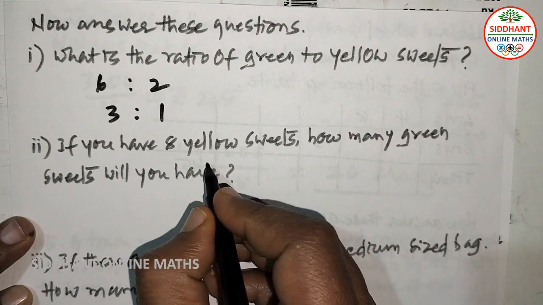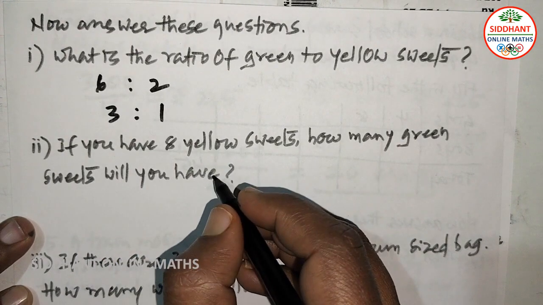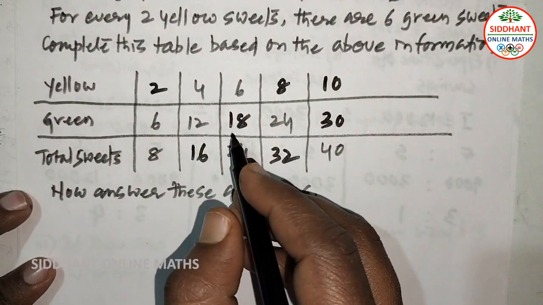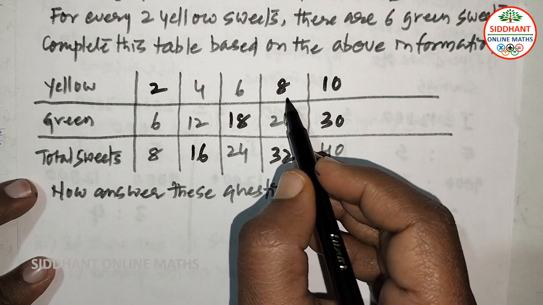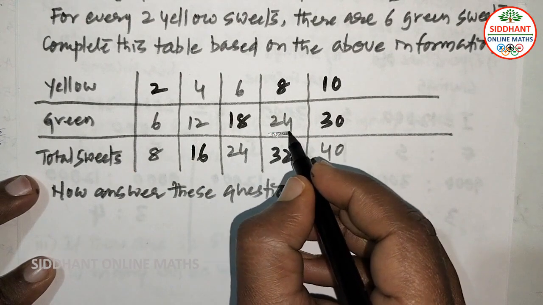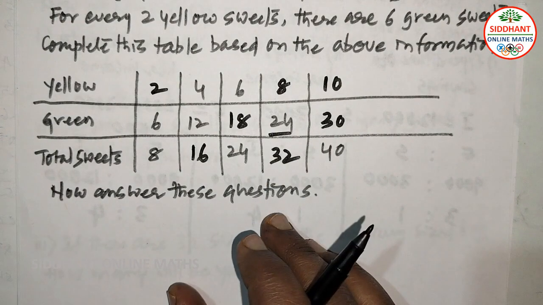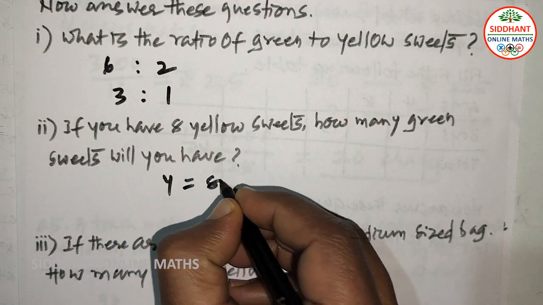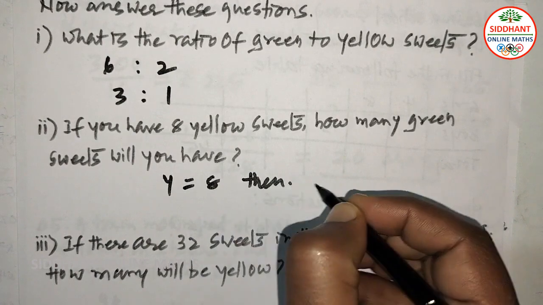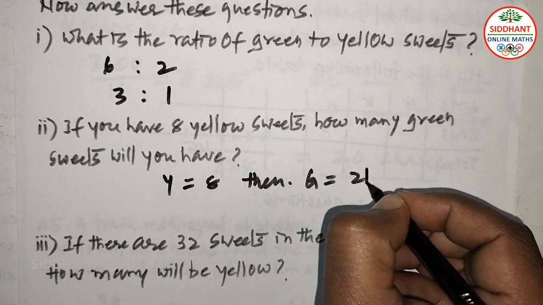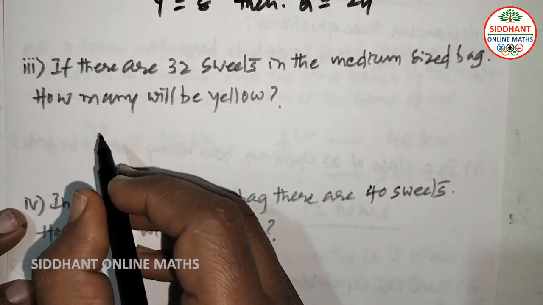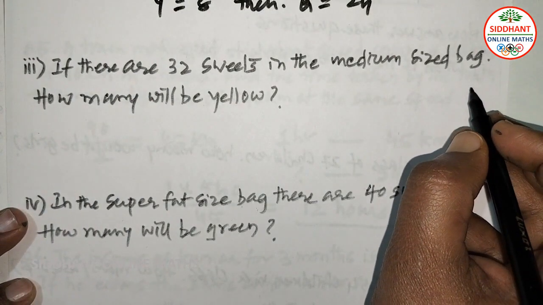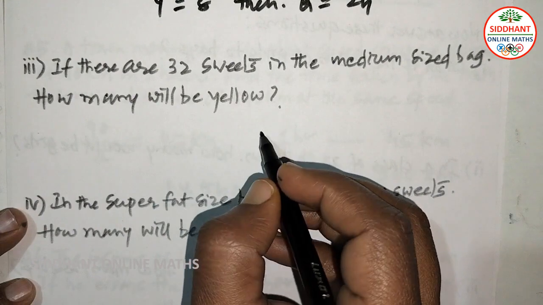Second one, if you have 8 yellow sweets, how many green sweets will you have? So yellow sweets are 8, suppose, then how many green? We have to see in the data. So this is the data, 8 yellow sweets, then green will be 24. So 24 is the answer. So yellow 8, then green will be 24.